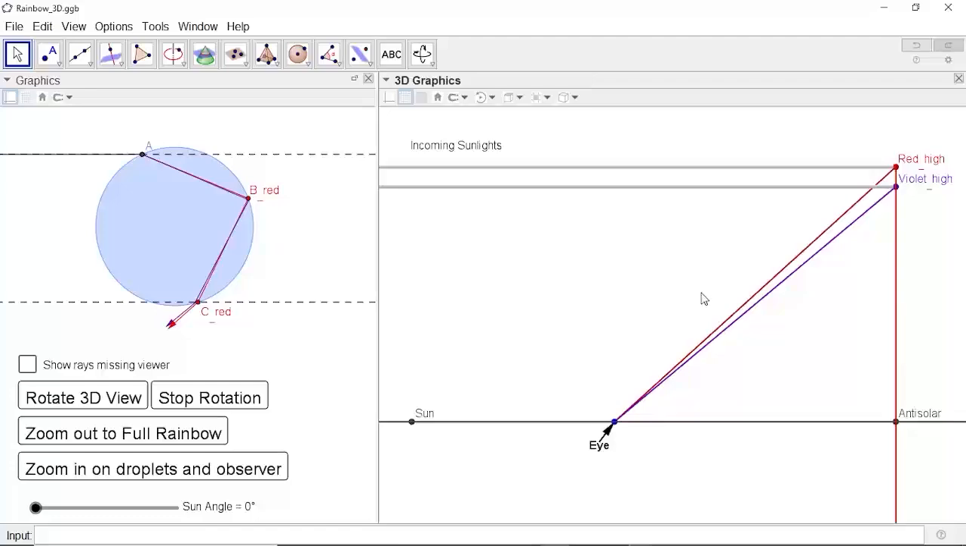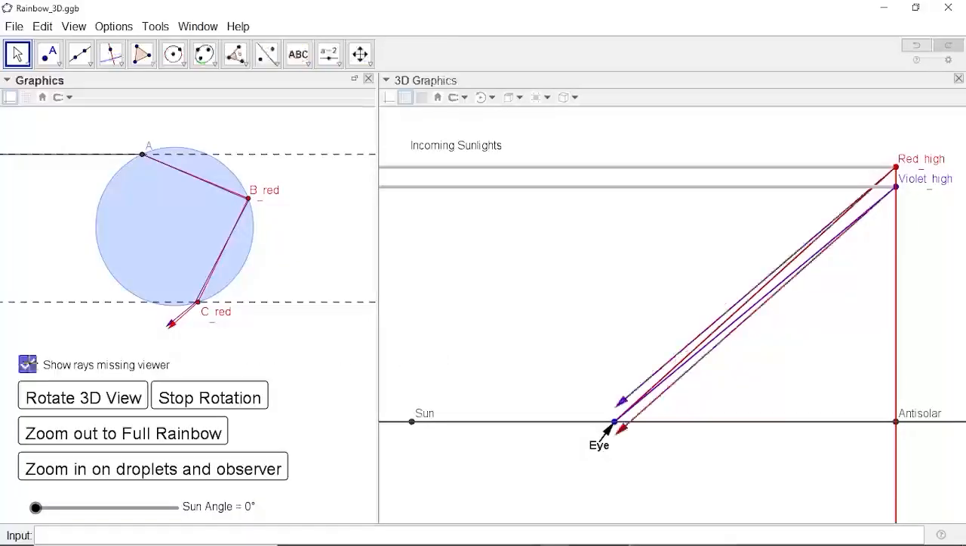Apart from the red ray, does this drop have a violet ray? Mathematically, yes, the violet ray exists. Physically, no, you cannot see it. Where is the missing violet ray anyway?